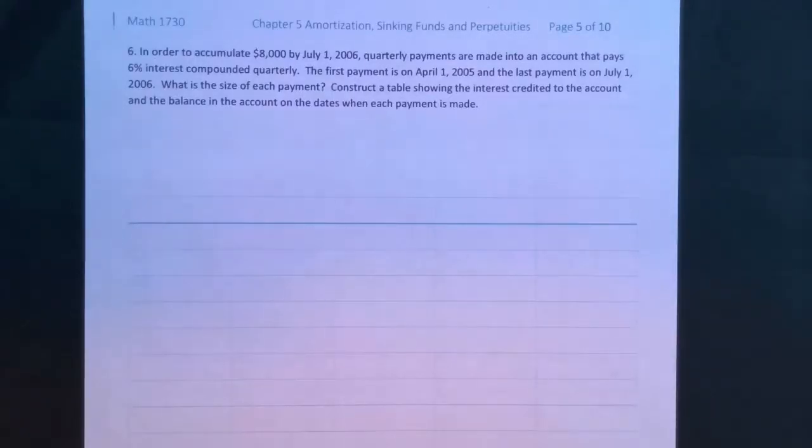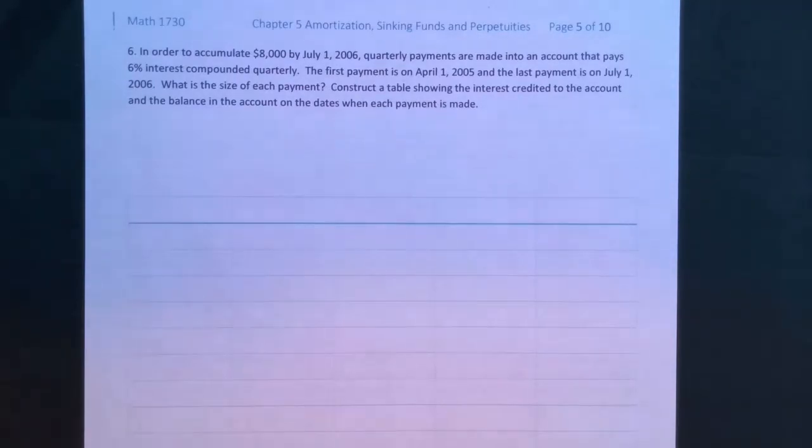Alright, example 6. In order to accumulate $8,000 by January 1st, 2006, quarterly payments are made into an account that pays 6% interest, compounded quarterly, so that makes it exciting because they match. First payment is on April 1st, 2005, and the last payment is July 1st, 2006. What is the size of each payment?